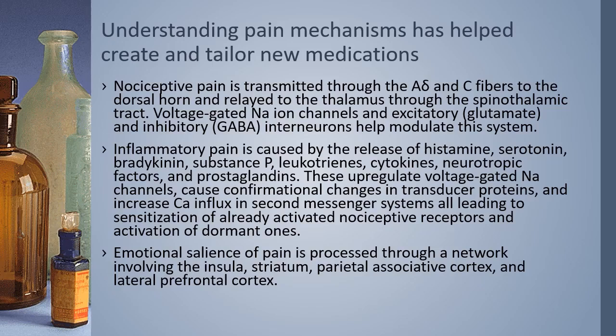The emotional salience of pain is processed through a network involving the insula, striatum, parietal associative cortex, and lateral prefrontal cortex.